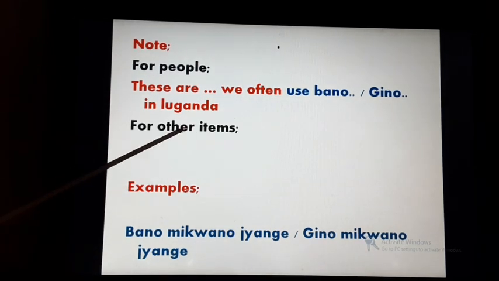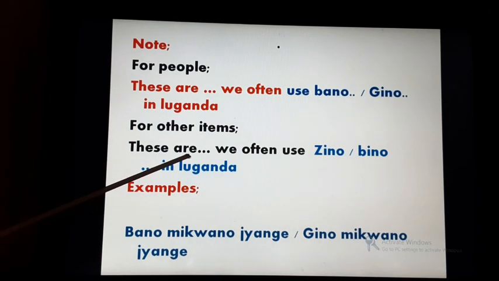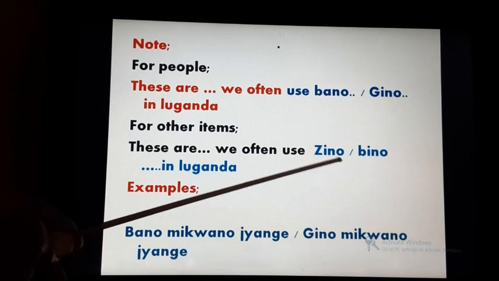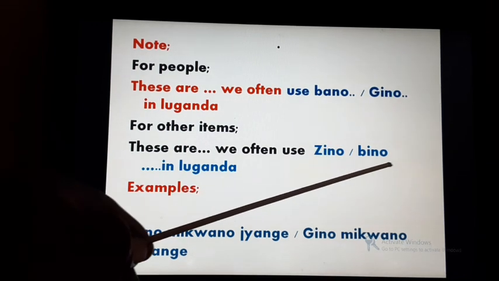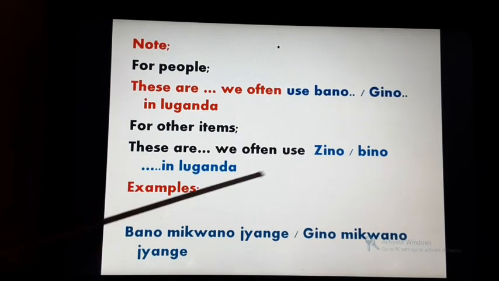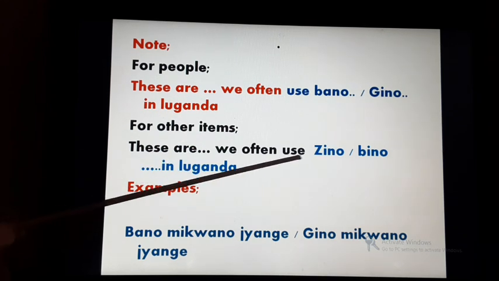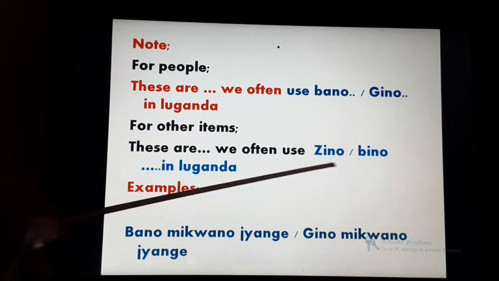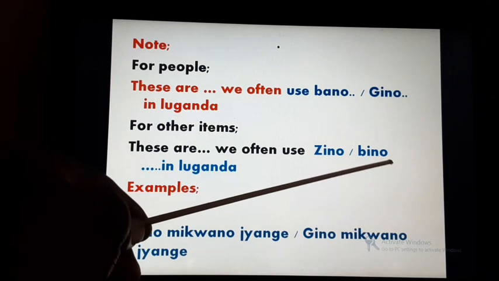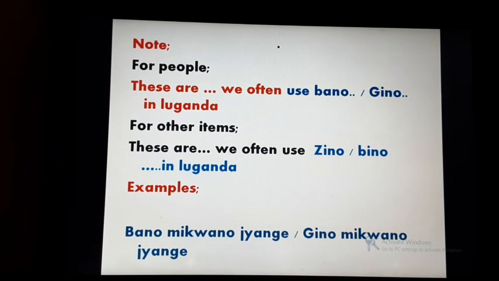Okay, for other items, these are, we often use zino oba bino in Luganda. So for other items which are not people, we use it as zino oba bino in Luganda.